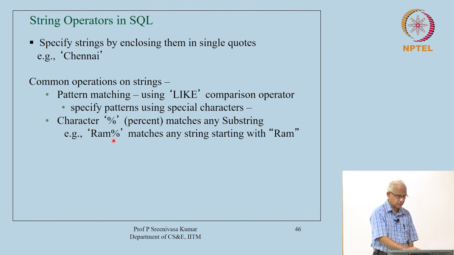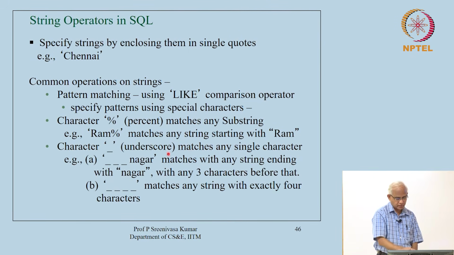For example, you can say Ram percent matches any string that starts with Ram: Ram Kumar, Ram Prabhu, whatever. And then the underscore character matches any single character. So, there are certain pattern matching features. These 3 underscores followed by Naga matches any string ending with Naga, but has exactly 3 characters before that, like Ram Naga, something like that. So, 4 underscores matches any string with exactly 4 characters.